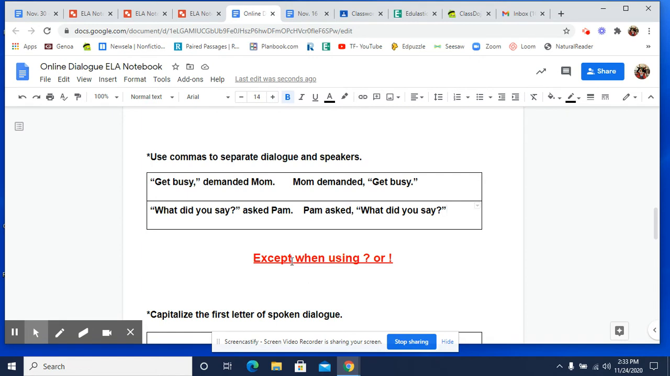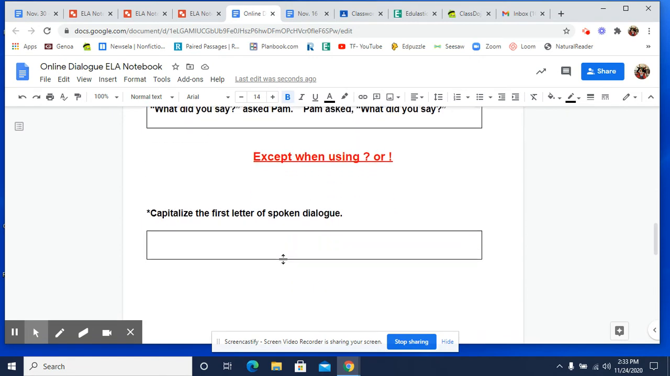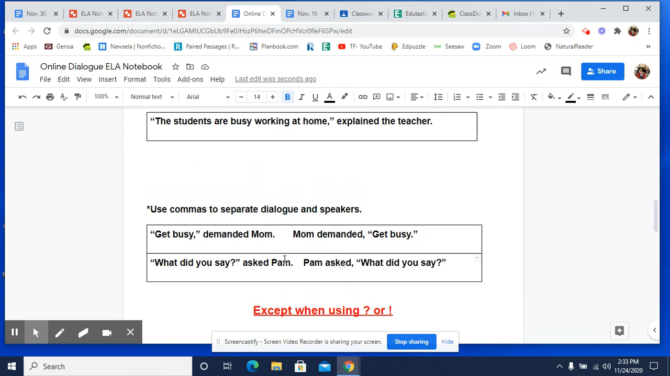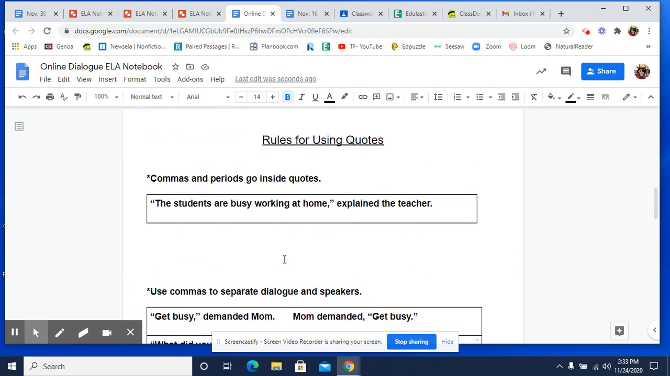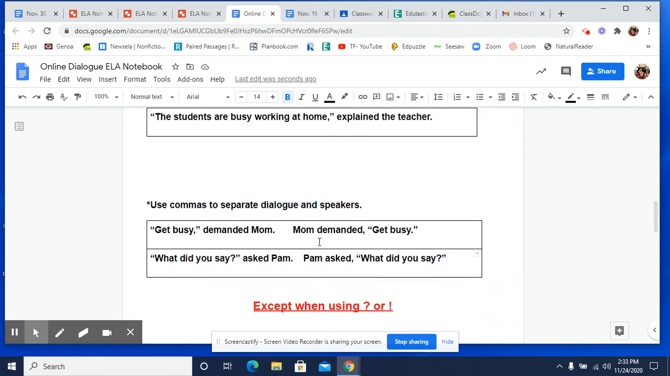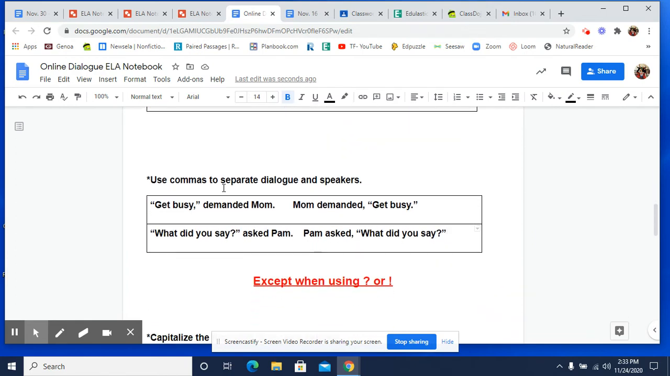All right. Last rule. So, first rule, commas and periods go inside the quotes. If you notice, all of mine went inside the quotation marks. Okay. Second one, you use a comma to separate the dialogue from the speaker, except when using the question mark or exclamation mark. Okay. Because the question mark and the exclamation mark replace the comma. You don't need both. Okay.